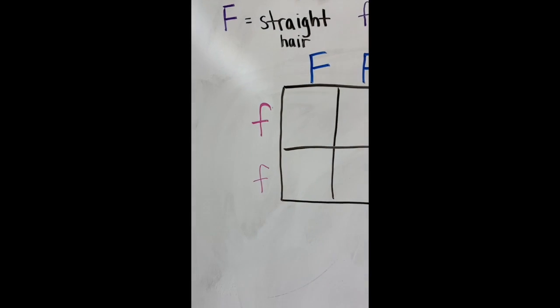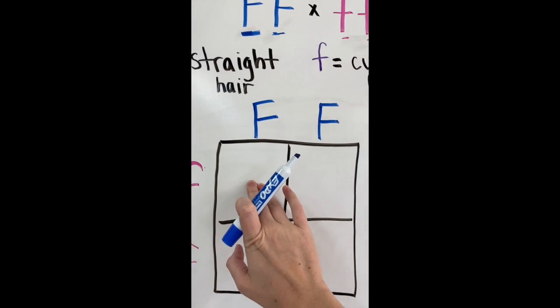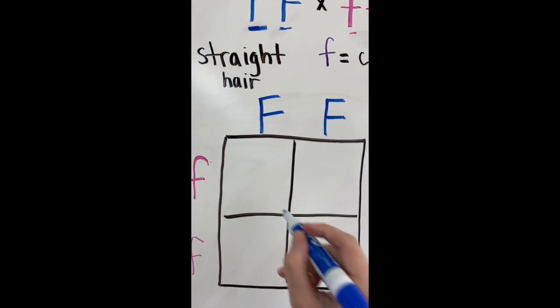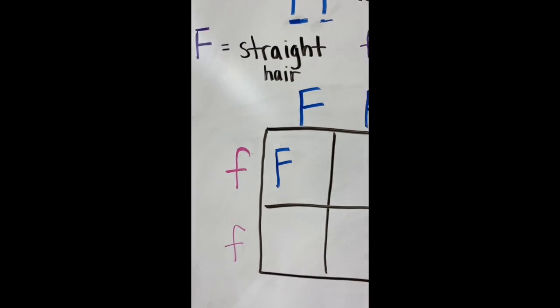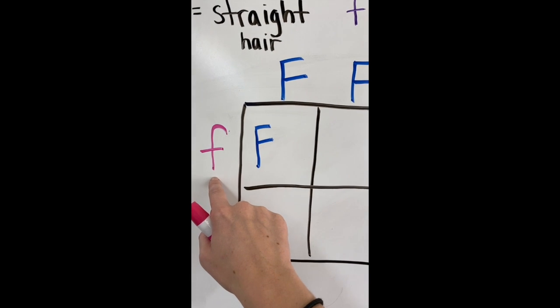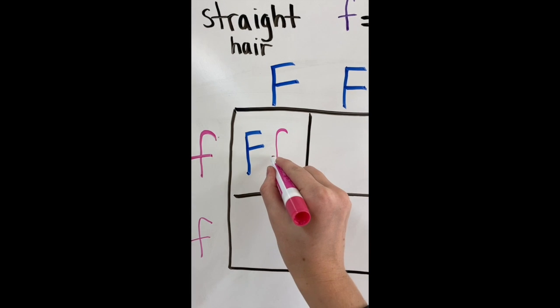So we remember we're going to look up at the top of each square and see what is up there. In this case, we have a capital F coming from our father. So here's one allele from the father, and our second allele from the mother, in this case, is going to be a lowercase f. So we bring that one on over.